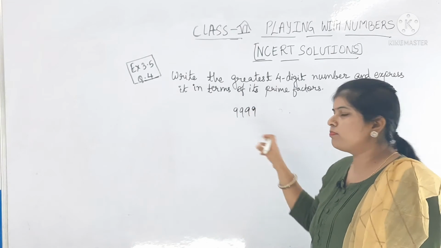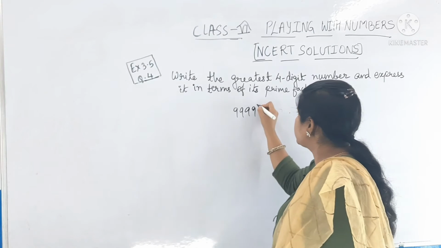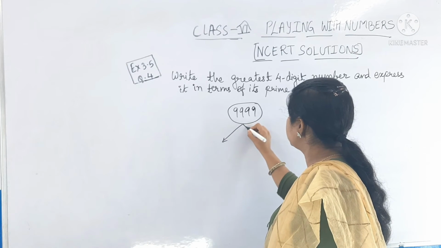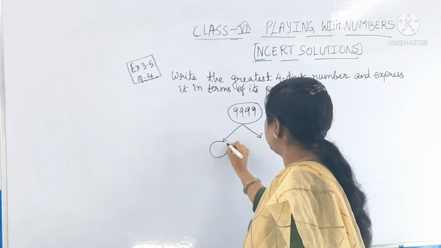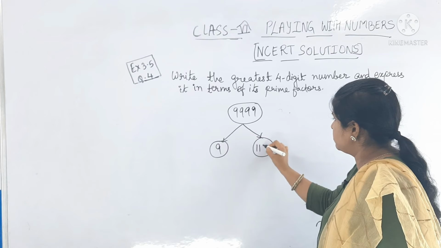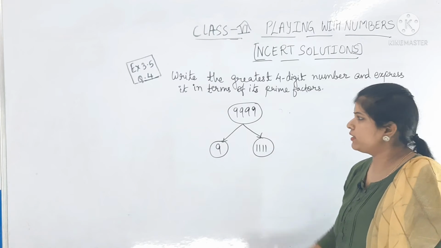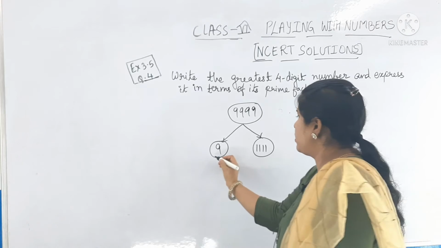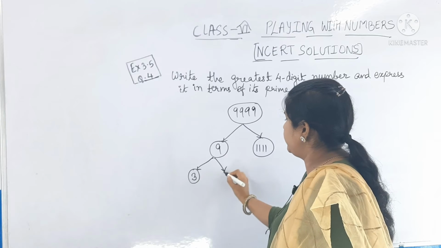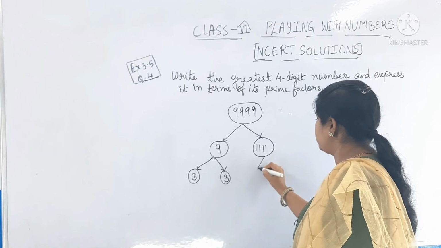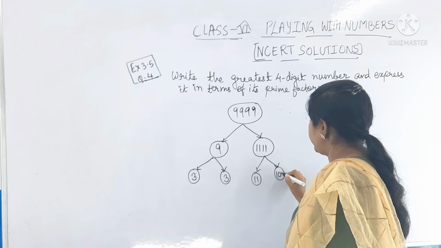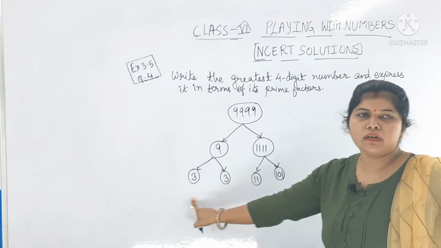So we will do the factor tree for that. So this is the factor tree for this. I can write here 9 into 1111, okay, that is the four 9s, right? I can split it: 3 3s are 9, and this will split into 11 into 101. So all are prime numbers, you can see.